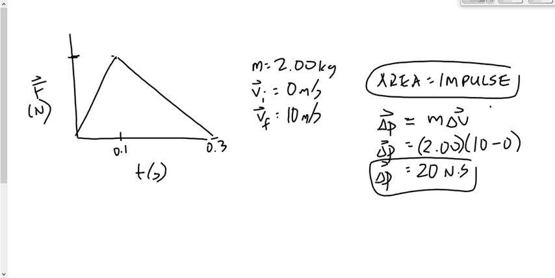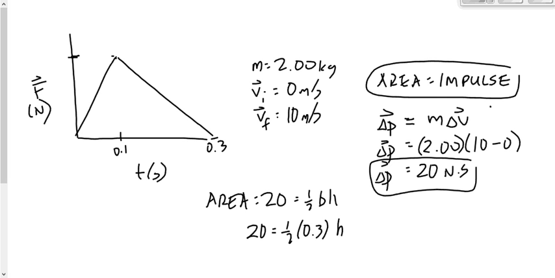But wait, the area equals the impulse. The area of this is 20, because we just found the impulse and the area is equal to the impulse, which is 1/2 base times height. And the base of this is 0.3. Let's find the height. 20 times 2 is 40. 40 divided by 0.3 is 133. So the height of this is about 133.